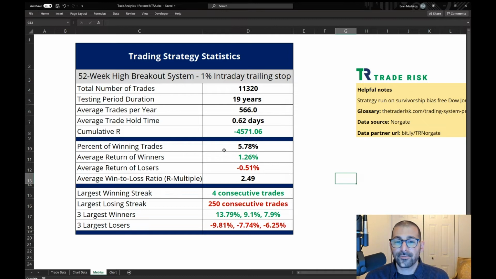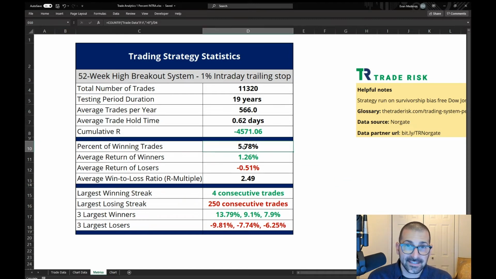The percentage of winning trades is 5%. So you have a 5% win rate, 5.78%. Average return of winners, 1.26. Average return of losers, minus 0.51. You do have a good average win to loss ratio. It's just a shame that you're losing at 94%. Largest winning streak, 4 consecutive trades. Largest losing streak, 250 trades. It's pretty remarkable. And you have some of the largest winners and largest losers there.